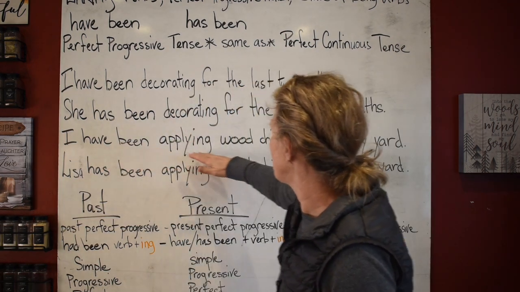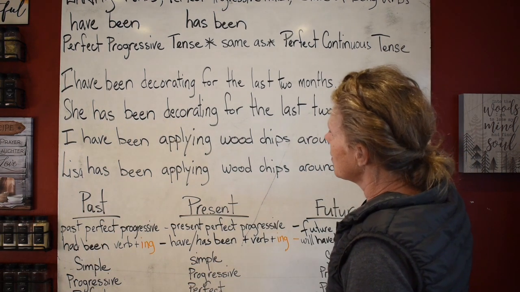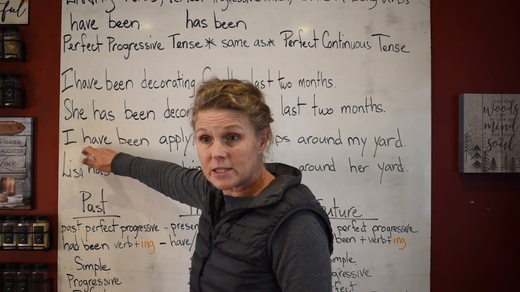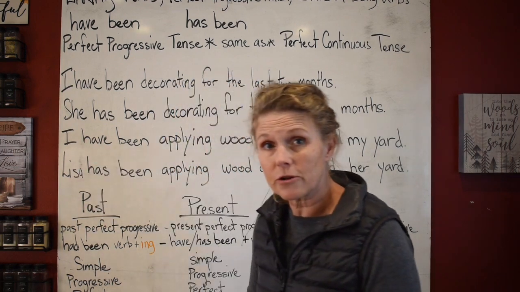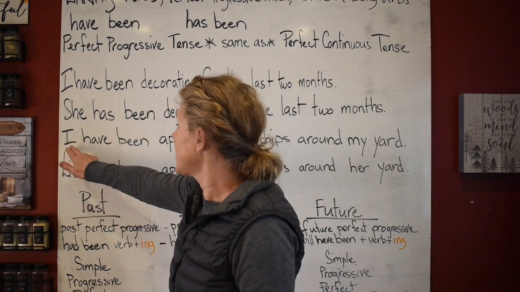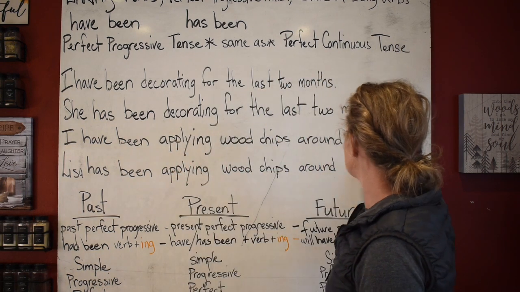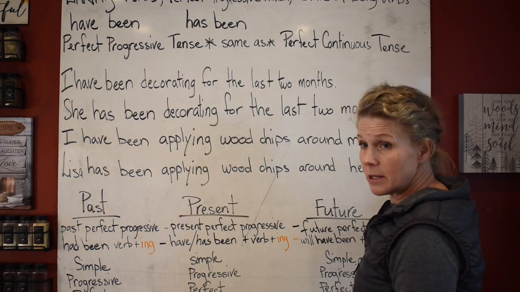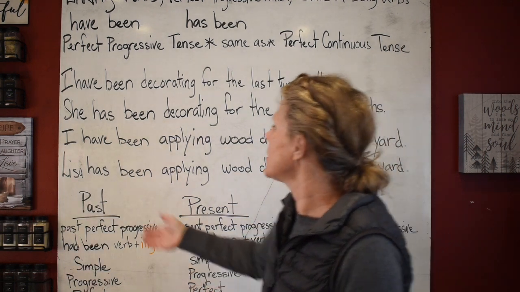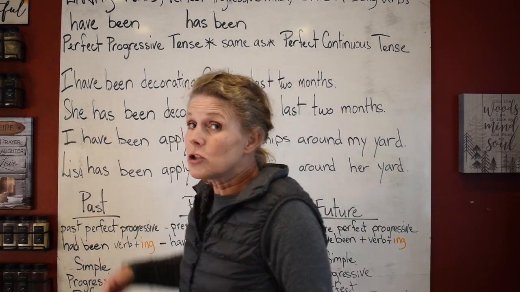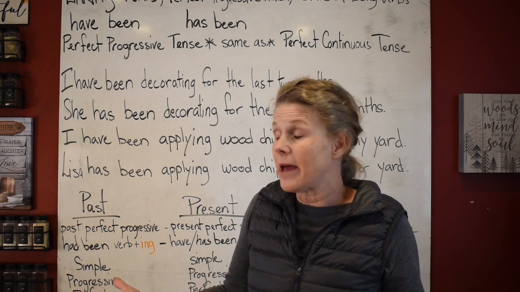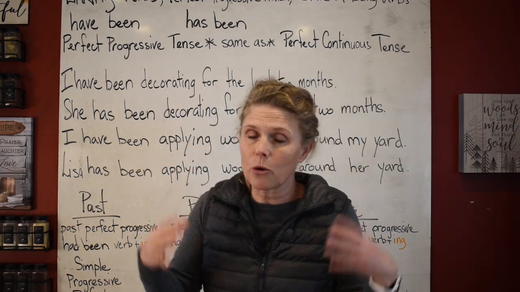I have been applying wood chips around my yard. Now, present tense verb, singular takes the singular verb. Now, can I say we have been applying wood chips around our yard? Can we say that? Yeah, because this can also be the plural verb. So Paul and I have been applying wood chips around our yard.